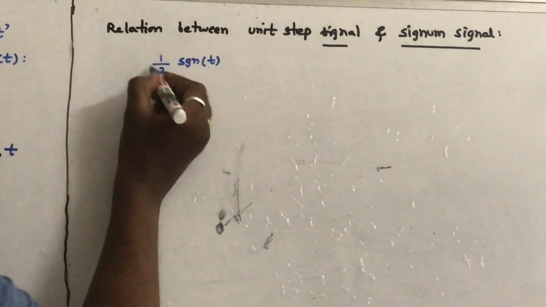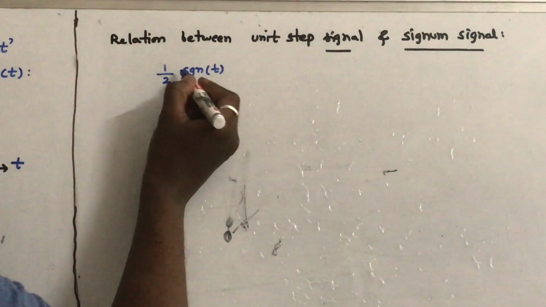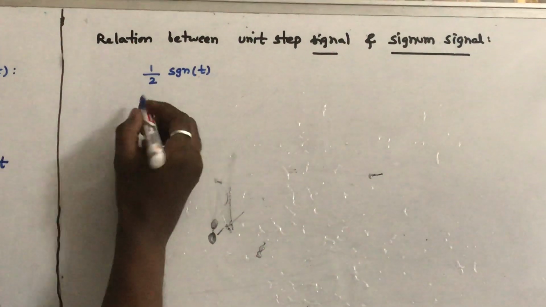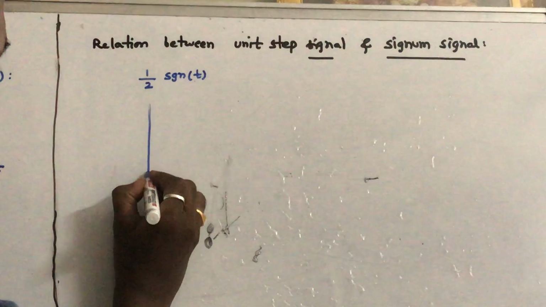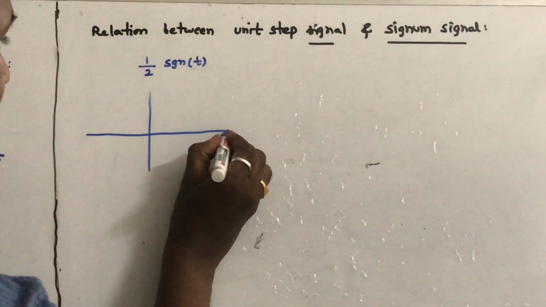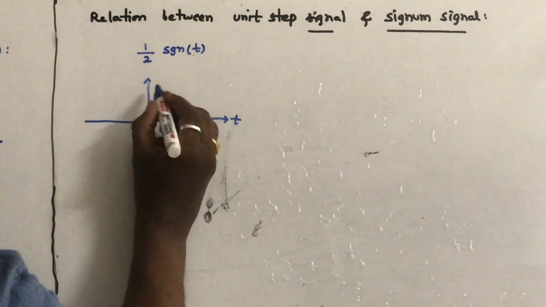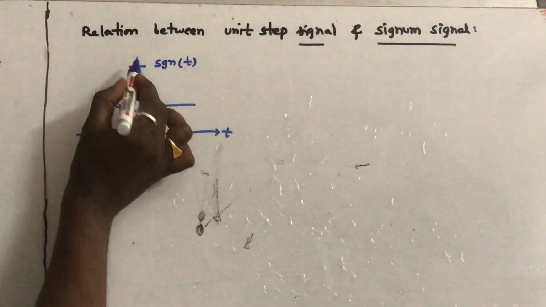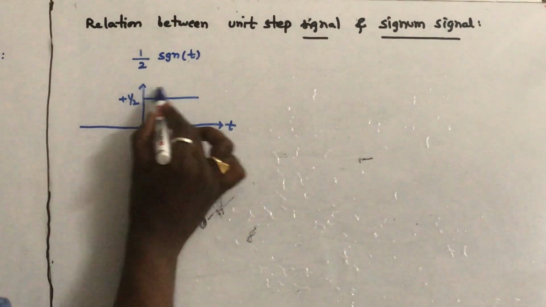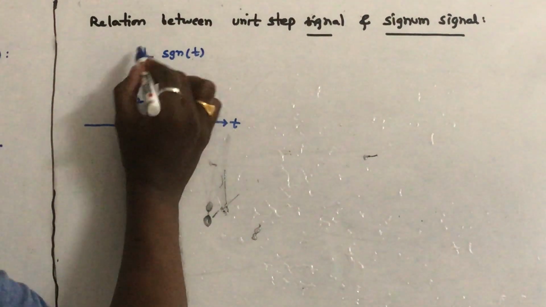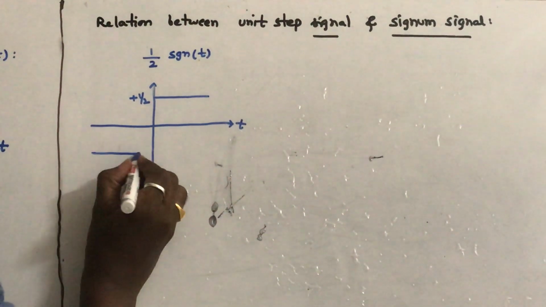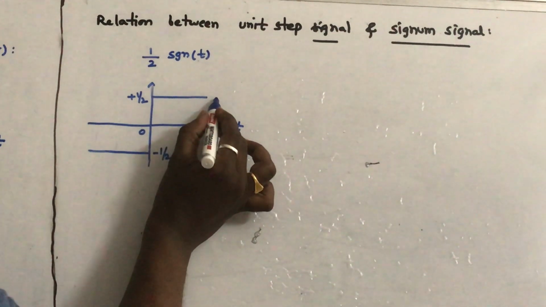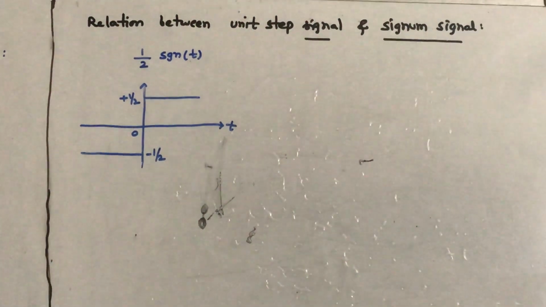As you know, the amplitude of half signum of t is 1 by 2 during positive t, that is t greater than 0, and its value will be minus 1 by 2 when t less than 0. So half signum of t can be drawn with amplitude 1 and minus 1 marked on the axis, with values plus 1 by 2 for t greater than 0 and minus 1 by 2 for t less than 0.